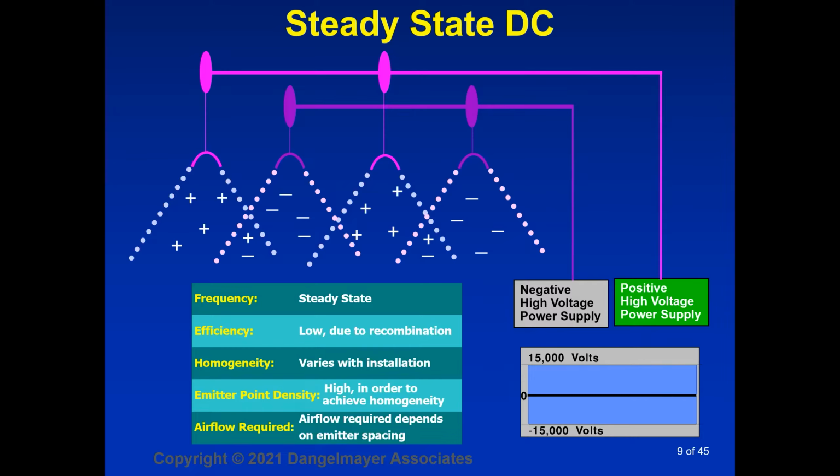Keeping the emitter points close together gives us a good ion balance. Separating them far apart gives us more ionization, but can lead to hotspots where we have only positive or only negative ionization present. So we need to be careful about matching the spacing between the emitter points to the available airflow.